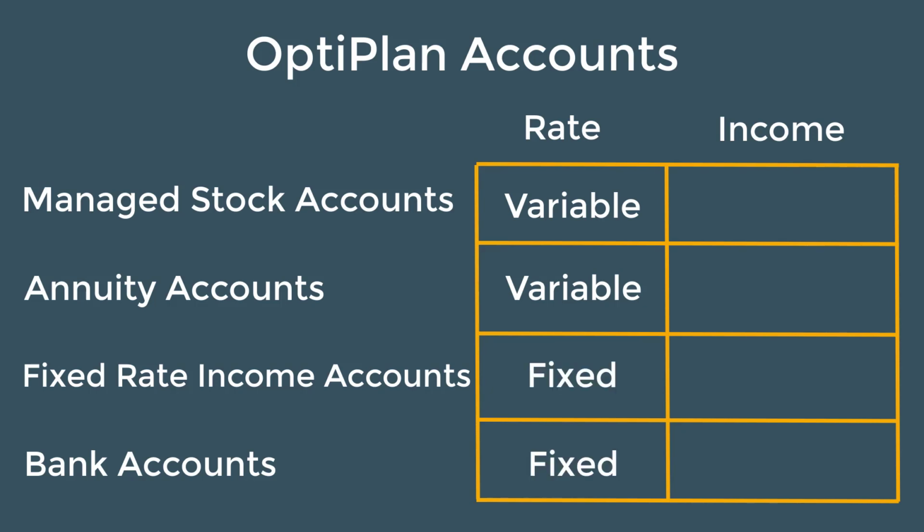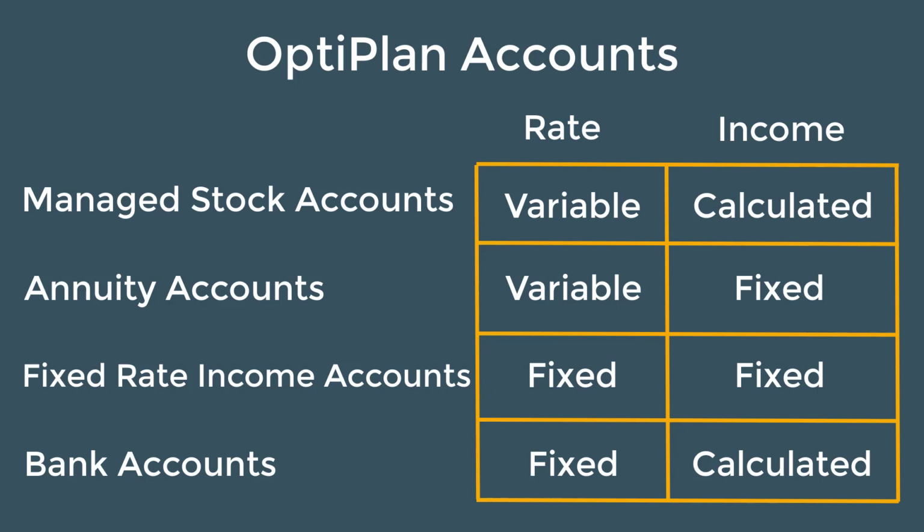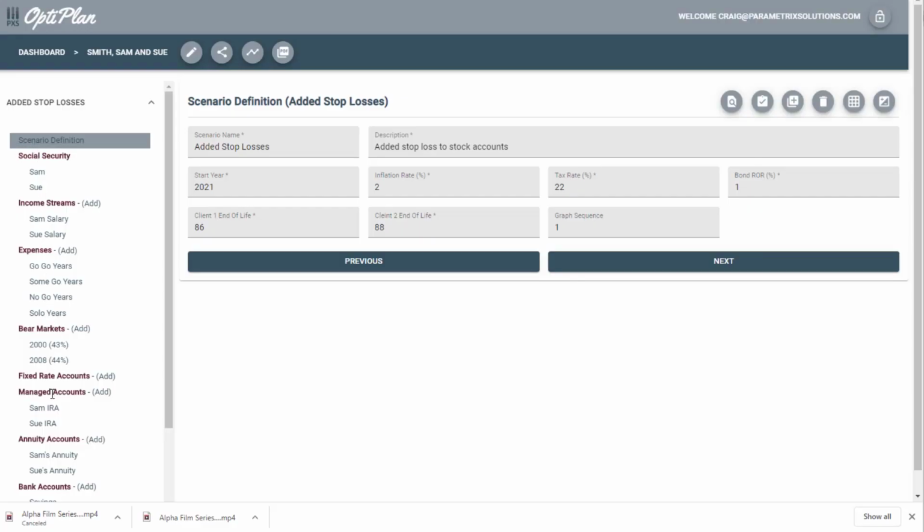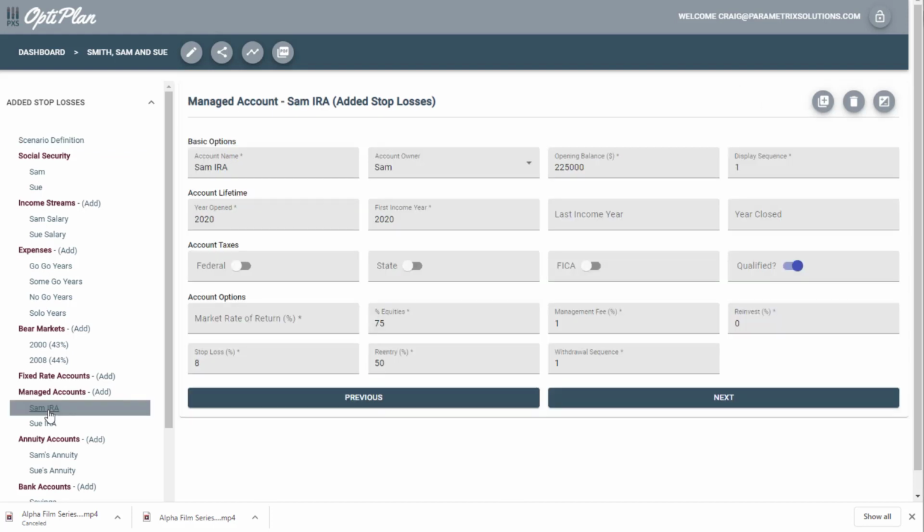The yearly income from annuities and fixed rate income accounts are fixed for each year. Income from managed stock accounts and bank accounts is automatically calculated based on the yearly shortfall between expenses and income from all other sources. There are many different options that can be selected for each account type. Some of these attributes are common to all the account types, and some are specific to just certain account types. In this lesson, we'll start with the common options, then explore the more specialized options in the lessons for the specific account types.